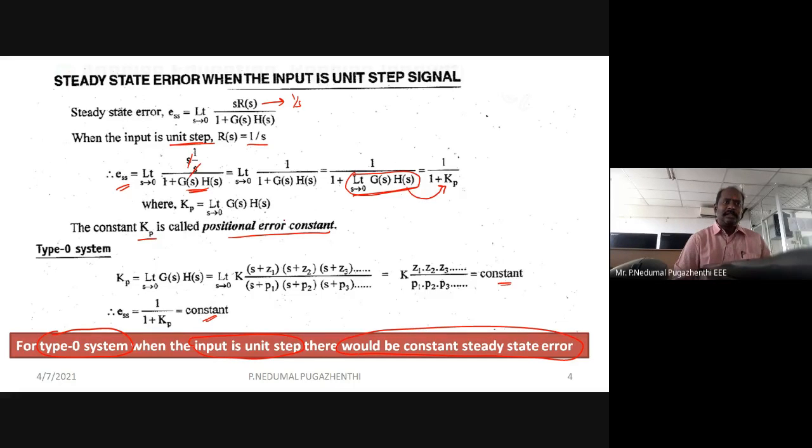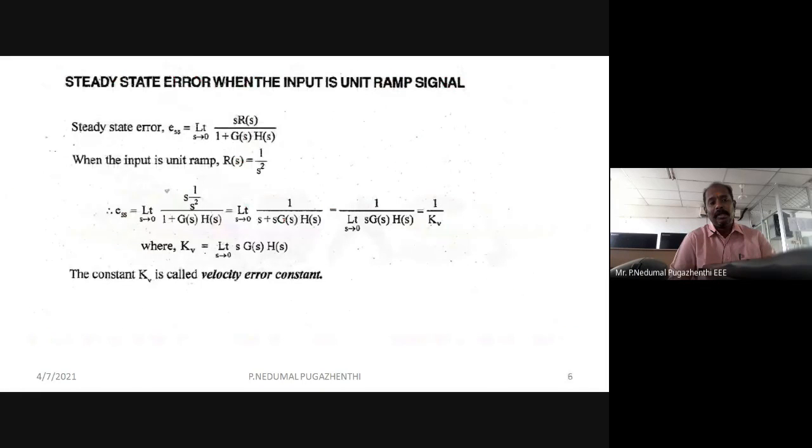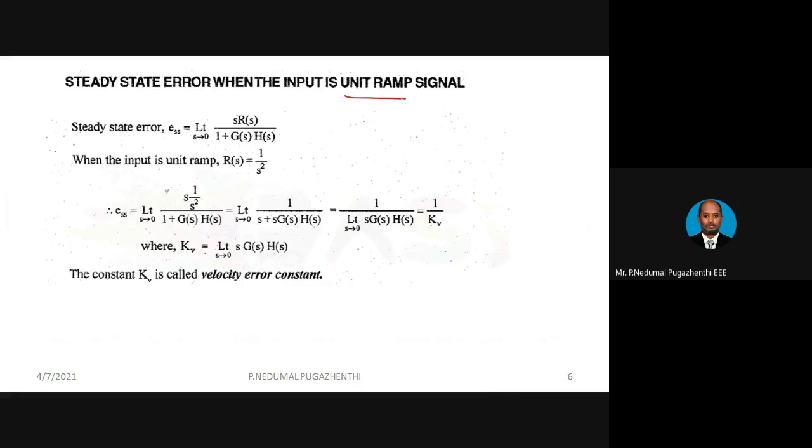Since it is dealt with unit step, the static error constant we focused on is Kp, the positional error constant. If you change the input to a ramp input, then the static error constant to be found is the velocity error constant Kv. That is followed here. If the input is a unit ramp signal, then obviously I have to find the expression for Kv.